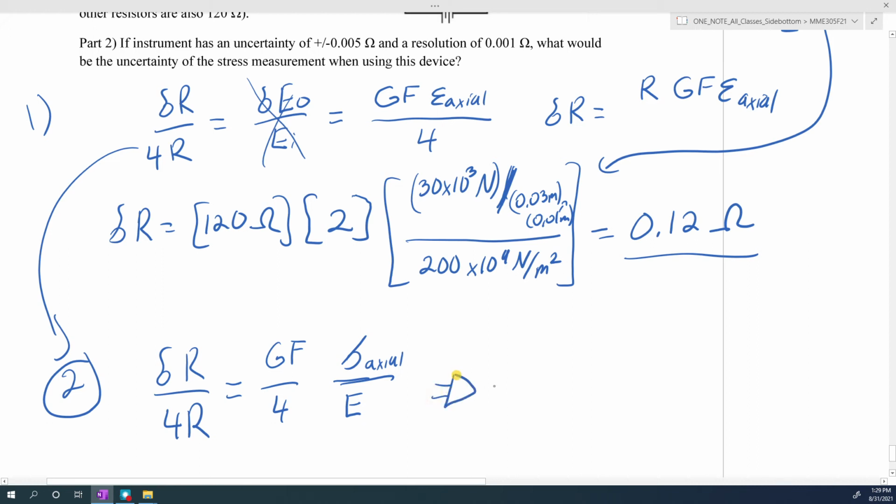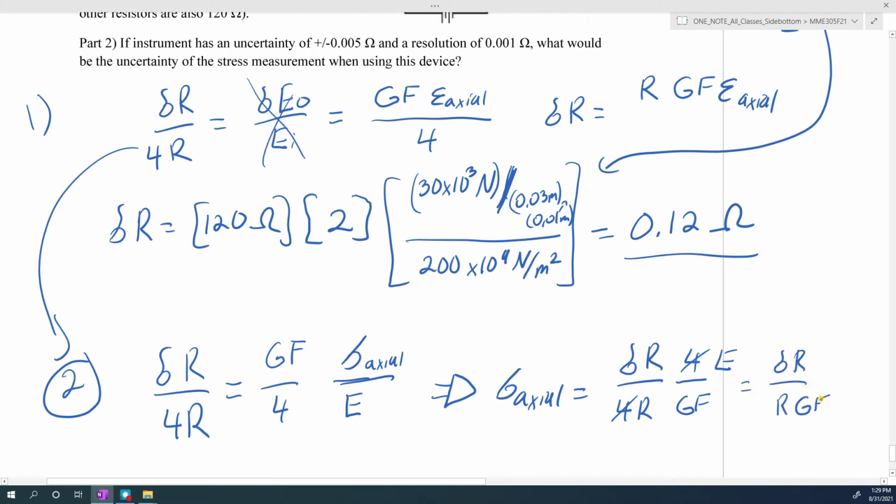If we do that, our axial stress in this case would be equal to our change in resistance over 4R, times 4 divided by our gauge factor times our Young's modulus. So the 4's cancel out, and we're left with delta R over R times our gauge factor times our Young's modulus.